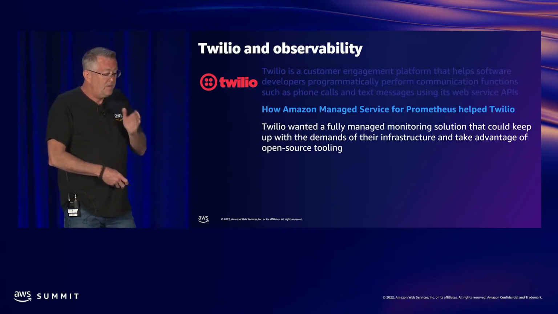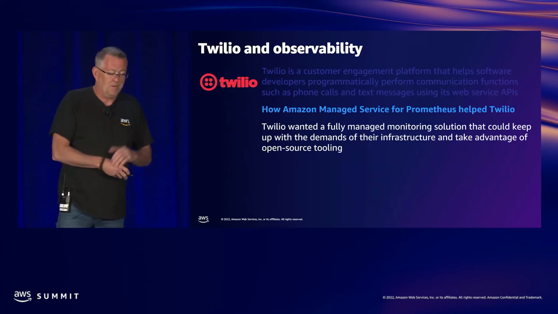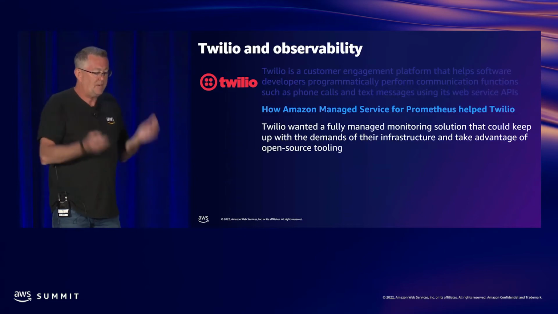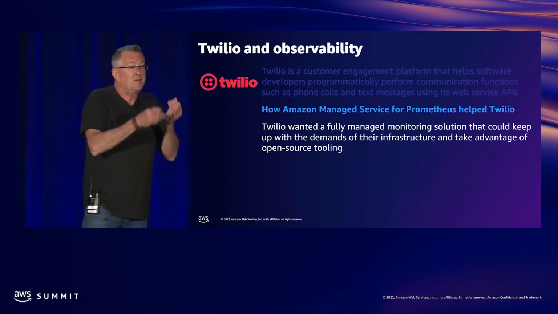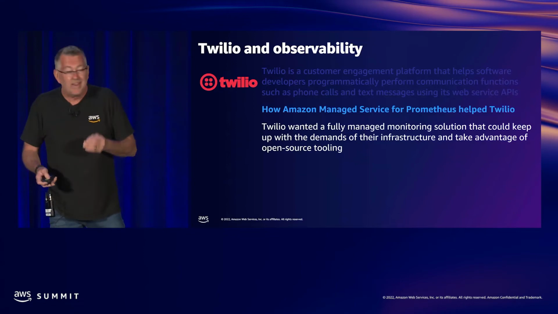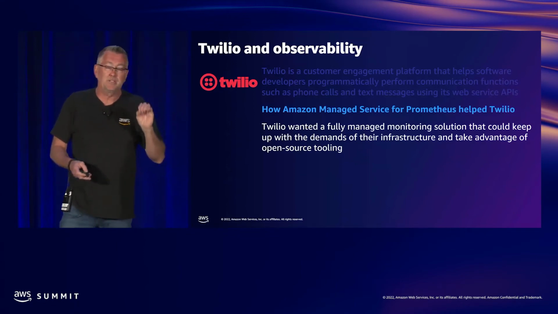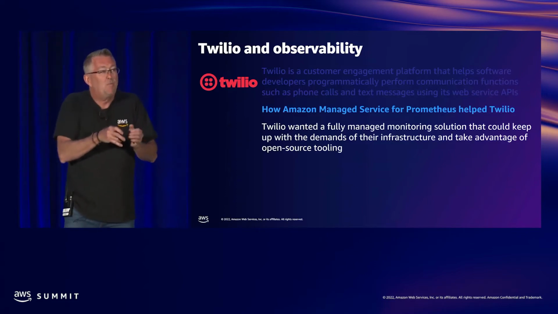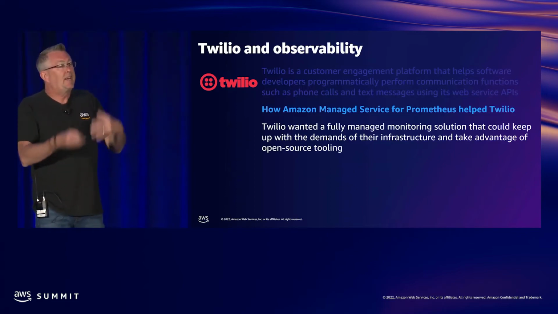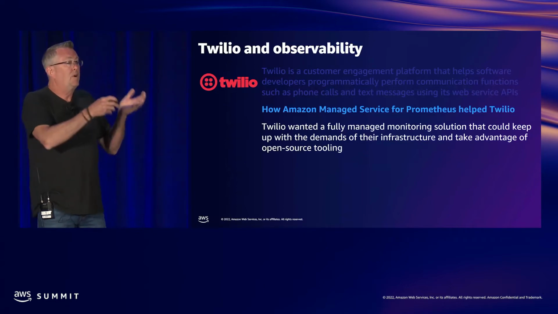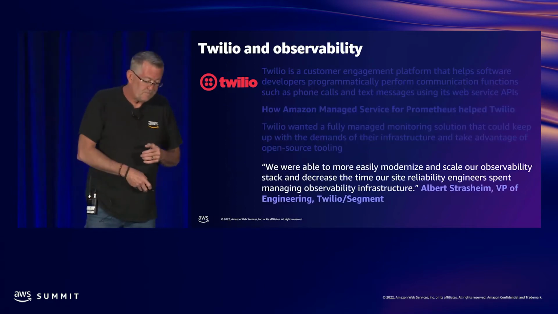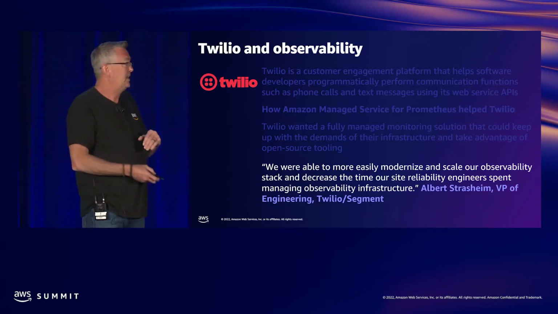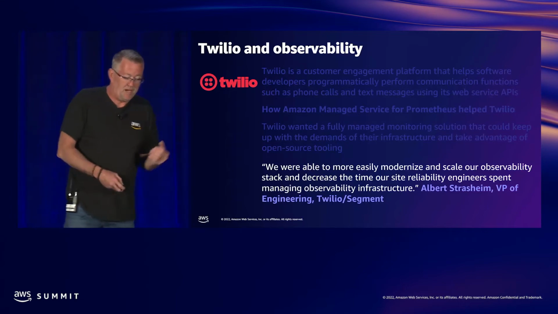So what they use the Amazon Managed Service for Prometheus for is to have a fully managed monitoring solution. They didn't want to stand up the infrastructure. They have teams that can be doing better things with their time. And that's the key around the managed services around open source offerings on AWS. You can take your people that typically were building, scaling, standing up these environments and divert them to other activities that make your company money. So they're able to effectively modernize and scale their observability stack by leveraging the Amazon Managed Service for Prometheus.